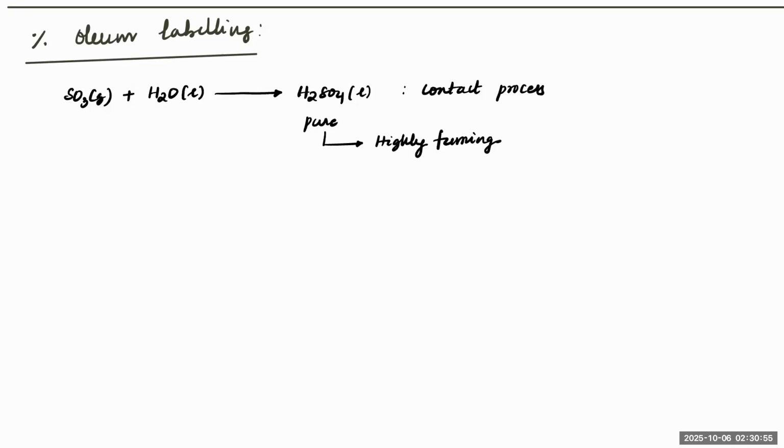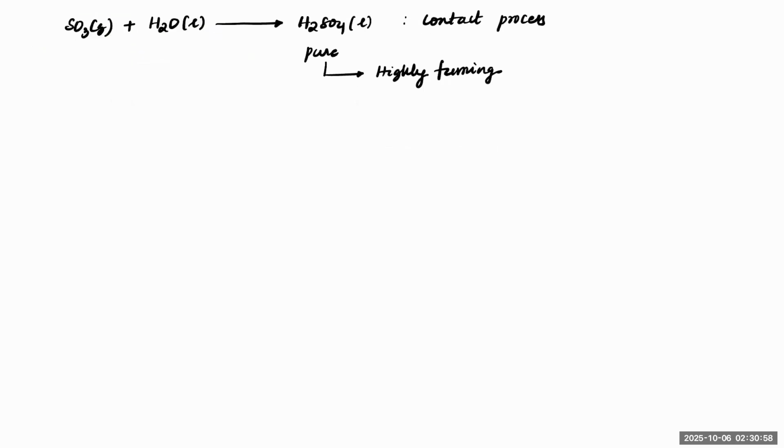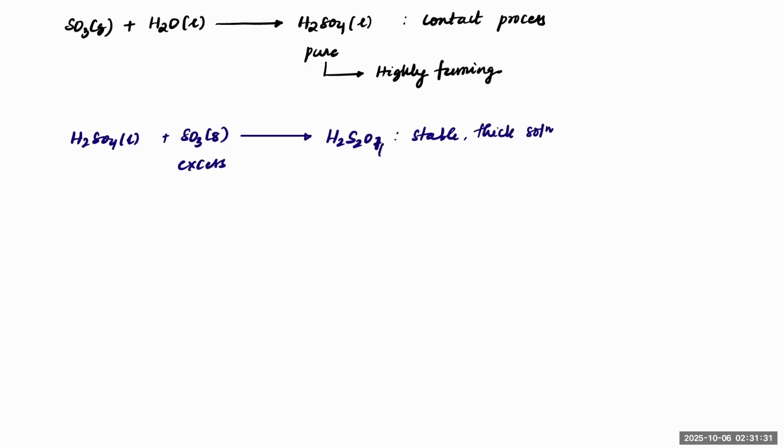So what will I do? I will take the fuming H2SO4 which I have prepared and immediately add some excess amount of SO3 gas. The minute the excess gas goes into the H2SO4, it will become a stable, thick solution, that is H2S2O7. Almost like a semi-solid it will become. And this compound is what we call oleum.